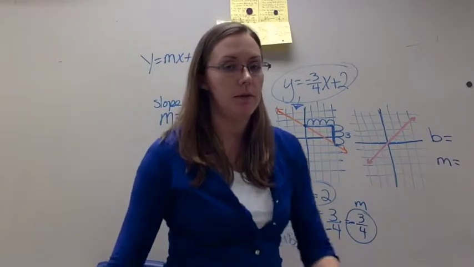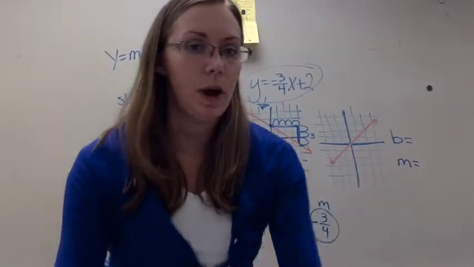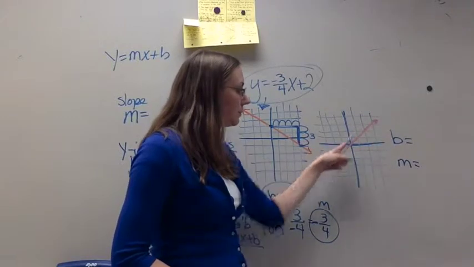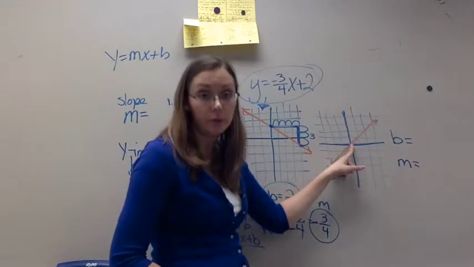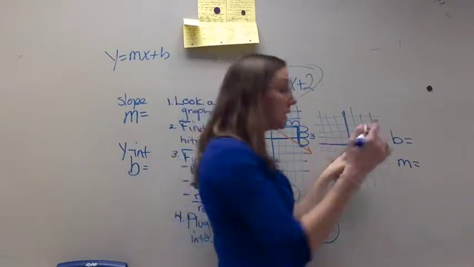All right, looking over there. Let me even tilt this a little. Ready? Okay. Looking over here, it hits the y-axis at 0. So my b value is going to be 0.